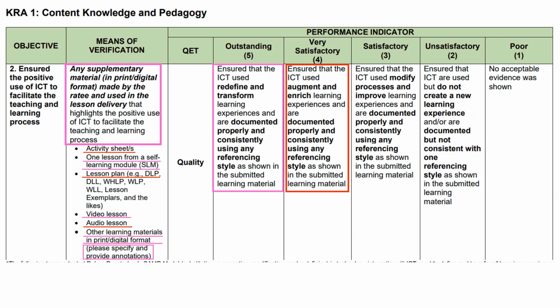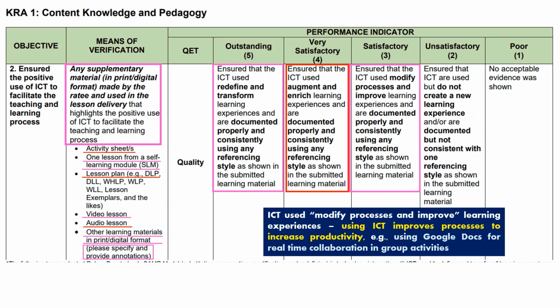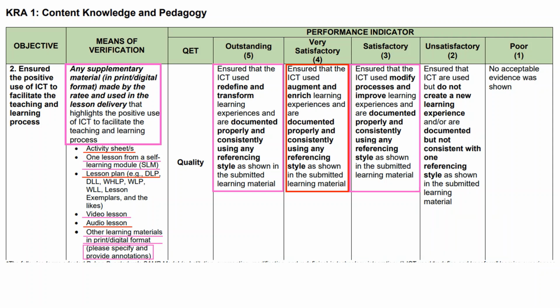To get 3, ensure that the ICT used modify processes and improve learning experiences. The use of ICT improves processes to increase productivity. For example, using Google Docs for real-time collaboration in group activities. You'll get 2 if the ICT are used but do not create a new learning experience.